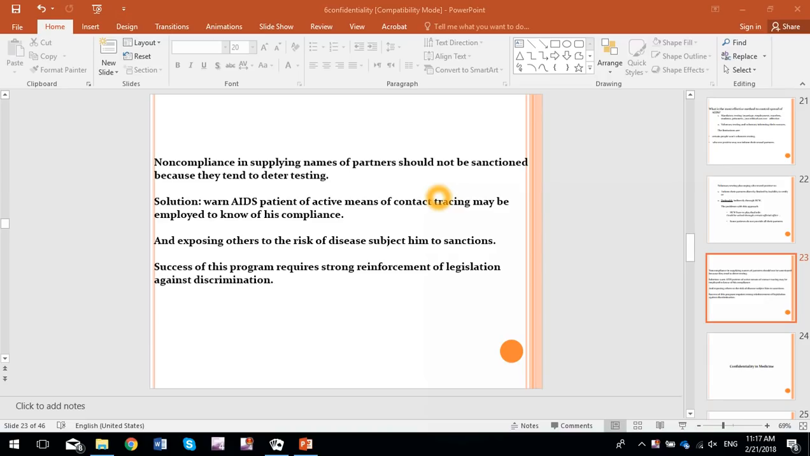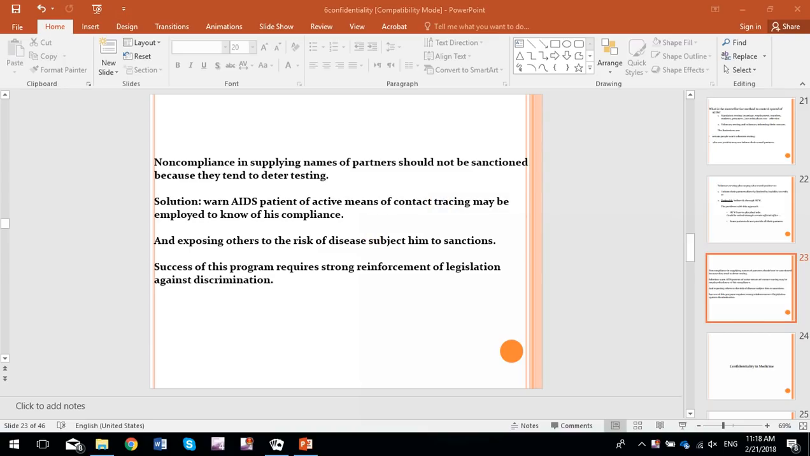Now, non-compliance in supplying names of partners should not be sanctioned. We cannot force those who voluntarily tested for HIV and came out positive. We cannot sanction them. Why? Because if others knew that we sanctioned those who did not comply by naming all their sexual partners or IV drug users, it means that the others would not volunteer to go and test for their HIV status.